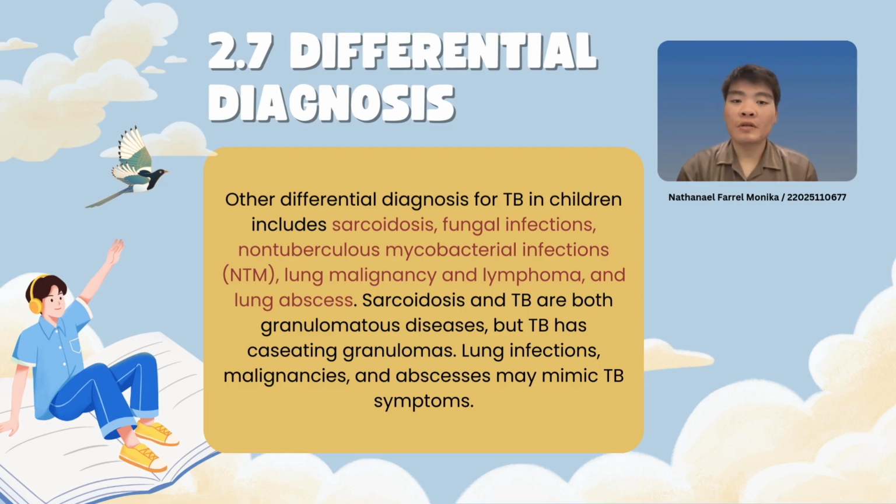I'm going to continue with the differential diagnosis. Other differential diagnoses for TB in children include sarcoidosis, fungal infection, non-tuberculous mycobacterial infections or NTM, lung malignancy and lymphoma, and lung abscess. Sarcoidosis and TB are both granulomatous diseases, but TB has caseating granulomas. Lung infections, malignancies, and abscesses may mimic TB symptoms.